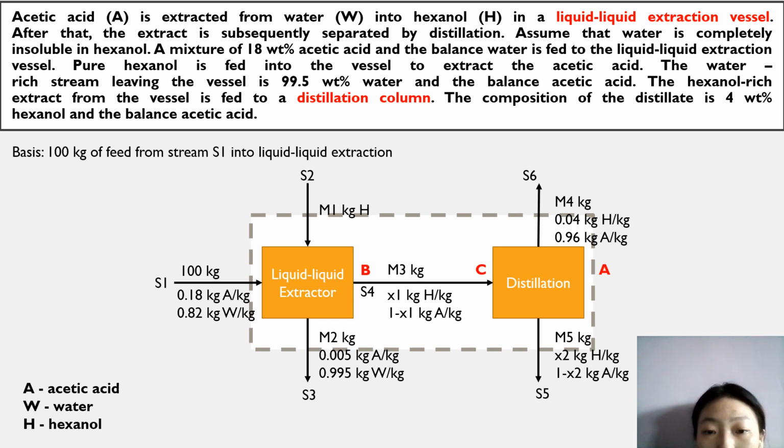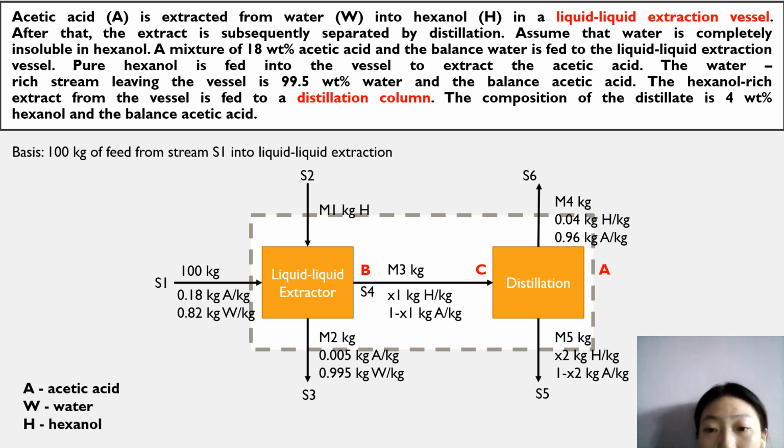The other unit process has 1 input and 2 outputs. The input stream of the distillation is from the output of the liquid-liquid extractor, while the bottom stream of the distillation has an unknown amount, M5 kg, and unknown composition, which are S2 kg of hexanol and 1 minus S2 kg of acetic acid, while the upper stream of the distillation has an unknown amount of M4 kg and the composition of 0.04 kg of hexanol and 0.96 kg of acetic acid.